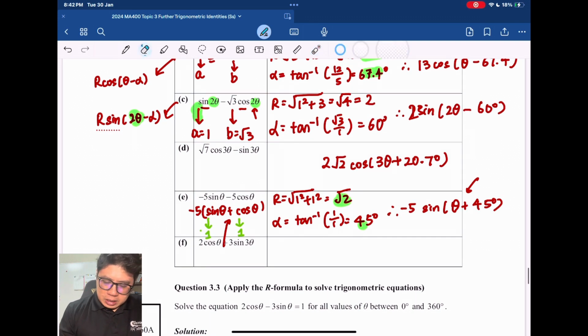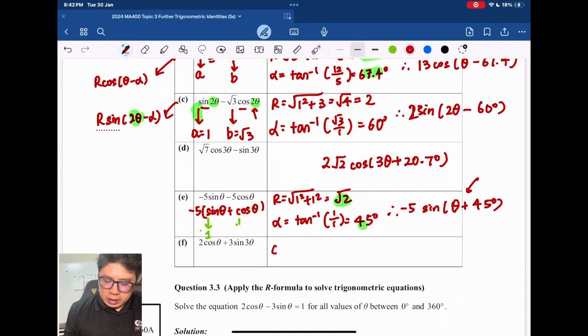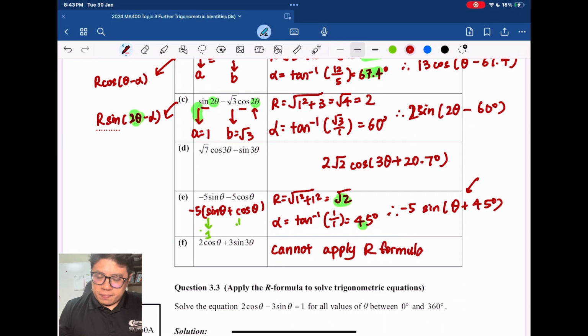And the last question is actually a scam, it's a bluff, because you can see that this is theta, whereas this is 3 theta. It is not possible to do R formula. For R formula, you need to make sure that the argument or the angle is the same. So we cannot apply R formula here. So the answer is we cannot apply R formula for F. All right, so please take note. Thank you.